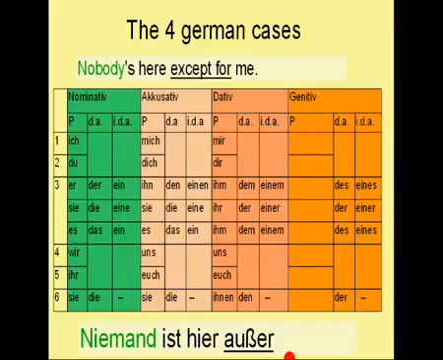Now you already know what kind of case follows after this. So you should know which word we should use. Mir. It's the dative pronoun for the first person singular. And the sentence is Niemand ist hier außer mir.